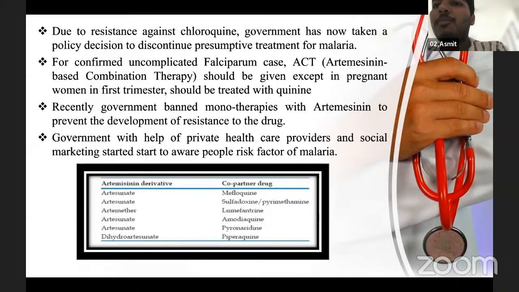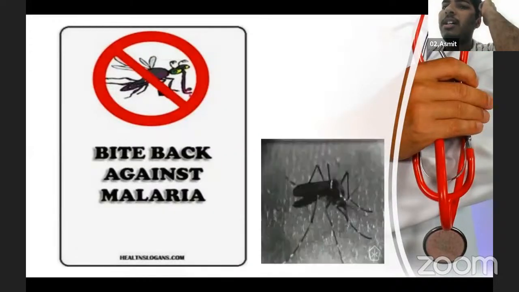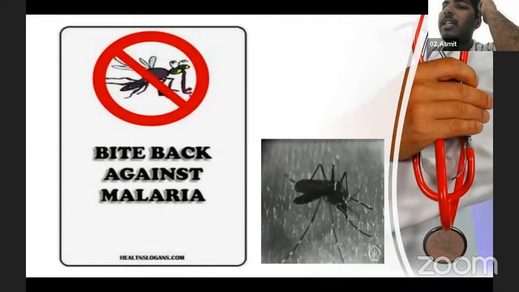Next, for confirmed uncomplicated falciparum cases, ACT, artemisinin-based combination therapy, should be given, except in pregnant women in the first trimester, who should be treated with quinine. Recently, the government banned monotherapies with artemisinin to prevent the development of resistance to the drug. The government, with the help of private healthcare providers and social marketing, started to make people aware of the risk factors of malaria. Next, in 2018, the government introduced a new slogan against malaria, which was "Bite Back Against Malaria."